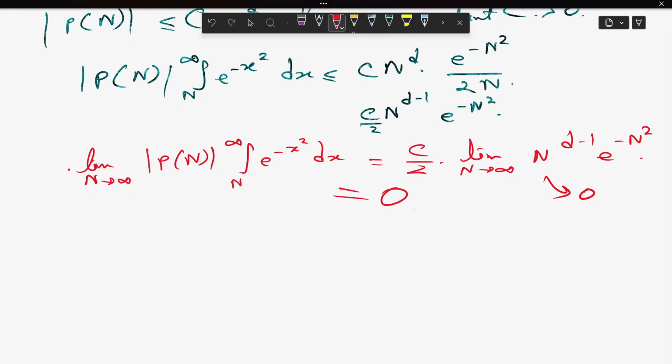Now the key points of the question: the integral from n to infinity of e to the power minus x squared dx decays like e to the power minus n squared by n, and the polynomial grows like n to the power d algebraically. The exponential decay always dominates polynomial growth, ensuring the limit is 0. So we have proved that the limit as n tends to infinity of the modulus of P(n) times the integral from n to infinity of e to the power minus x squared dx equals 0.